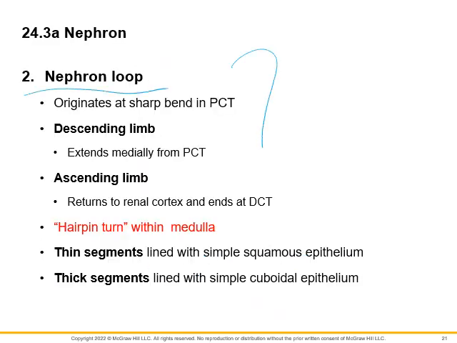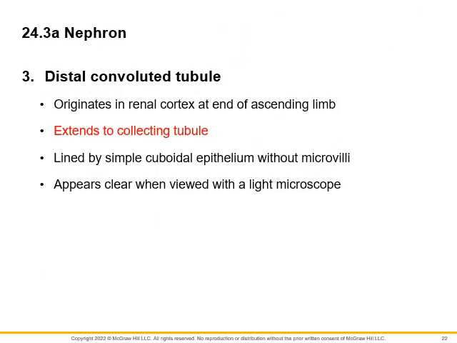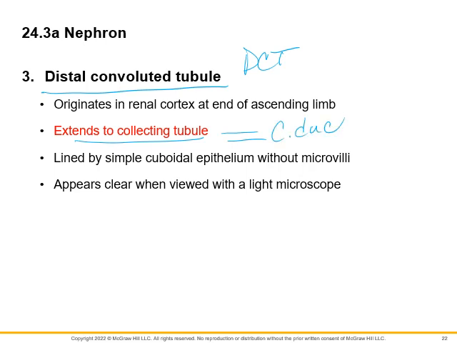Nephron loop. It has a descending section of the loop, and then an ascending section of the loop. PCT would be before, DCT would be after. We're going to see the distal convoluted tubule after the nephron loop. It extends to the collecting tubule, and several nephrons are going to eventually dump from collecting tubule into collecting duct.